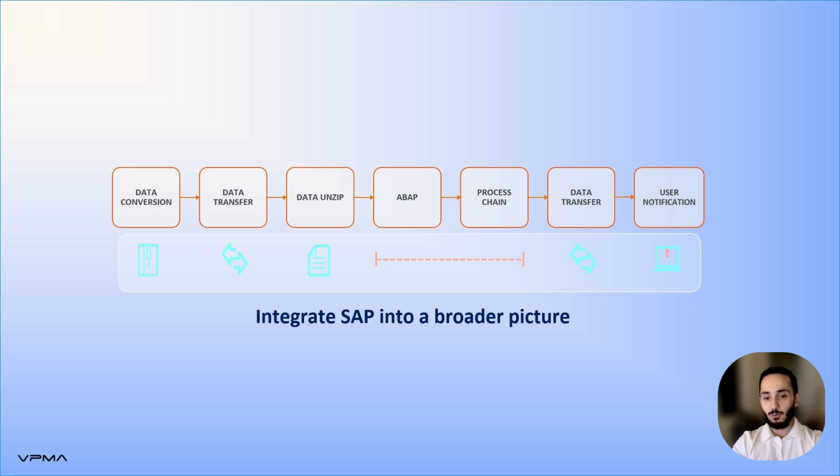SAP is the core of critical business processes, but it rarely operates in isolation. You've got data movement, batch jobs, file transfers, and integrations happening across multiple systems. Control-M helps bring all of that together in a single orchestrated workflow.